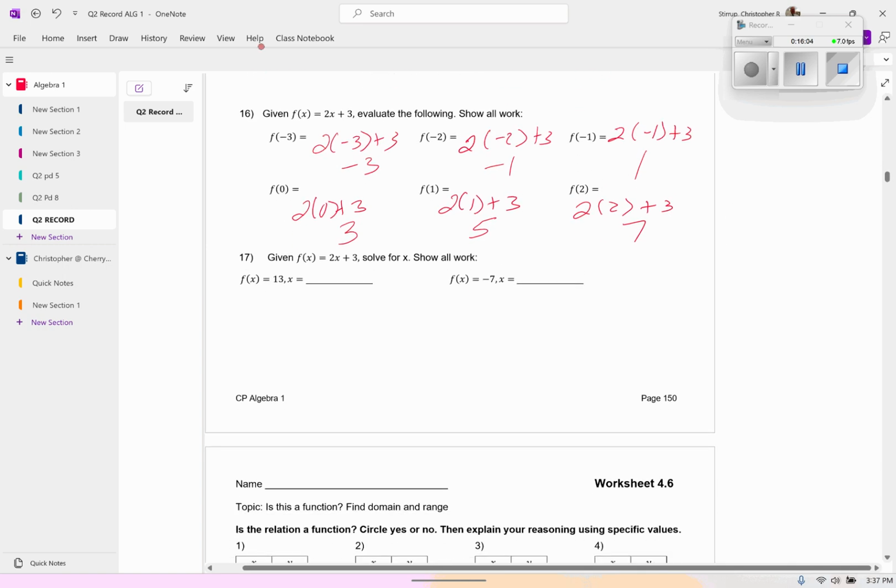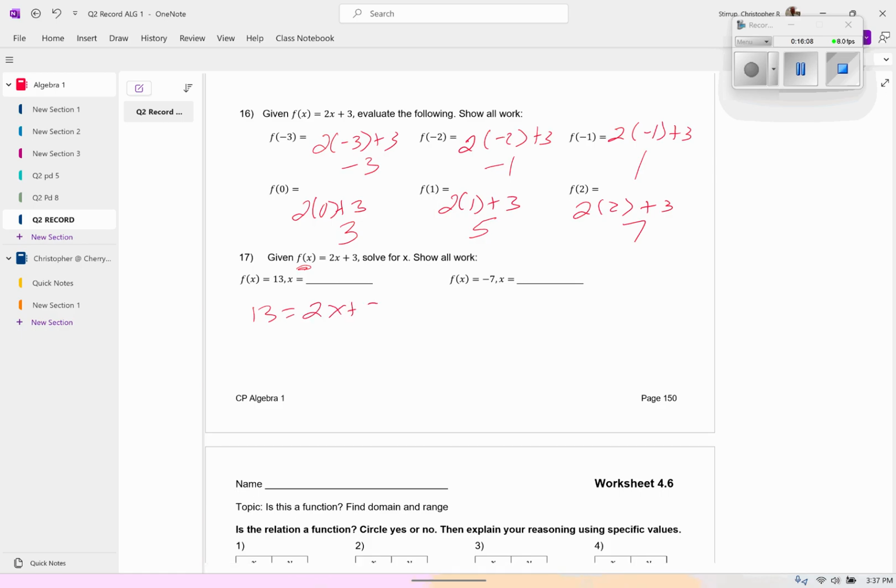Okay, remember we're going to replace f of x on this one. So I'm going to go 13 equals 2x plus 3. And on this one, I'm going to go negative 7 equals 2x plus 3. Subtract 3 from both sides. That's 10 equals 2x. Divide both sides by 2, so x is equal to 5. Go ahead and subtract 3 from both sides. I get negative 10. Divide both sides by 2, so x equals negative 5.